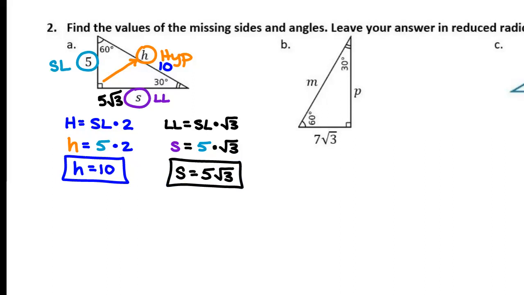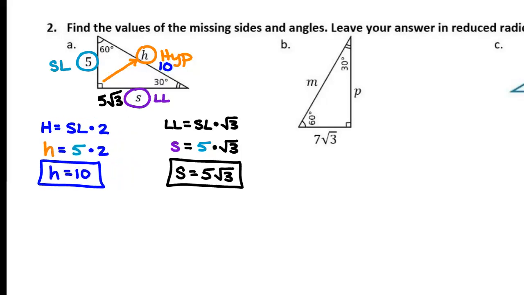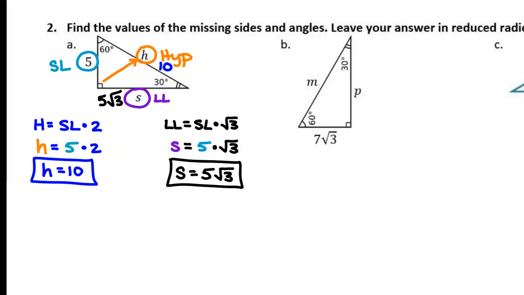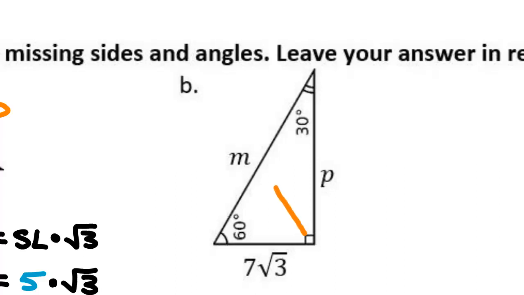Let's look at the next example. Let's look at example B. We want to label our sides first. Which piece is the hypotenuse on example B? M. So let's label that. Opposite the right angle is my hypotenuse.